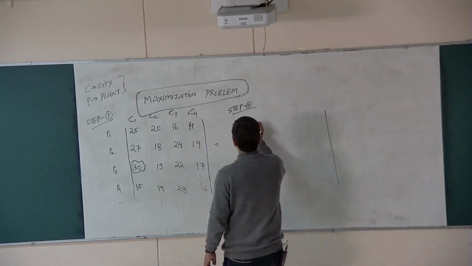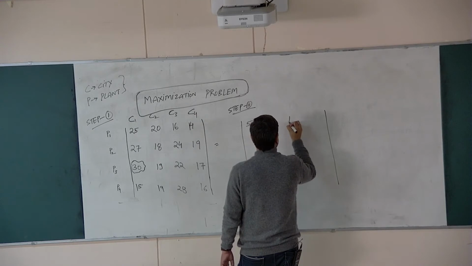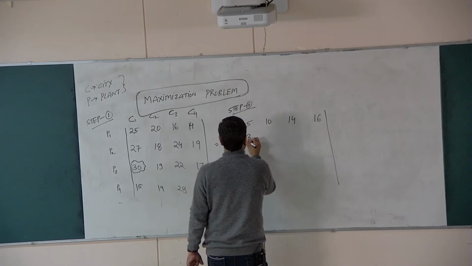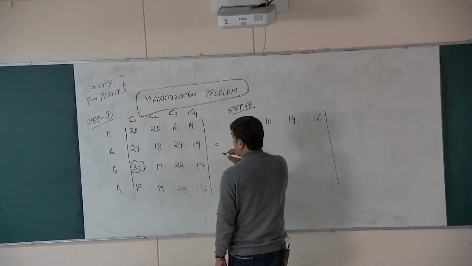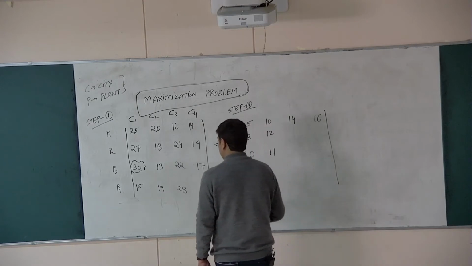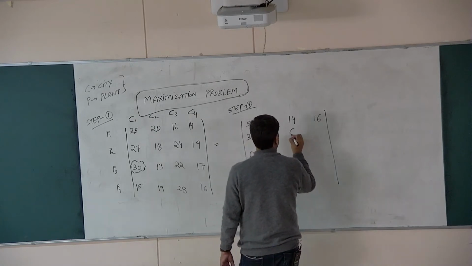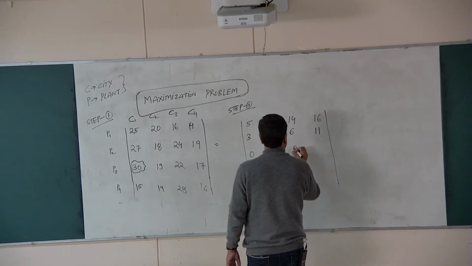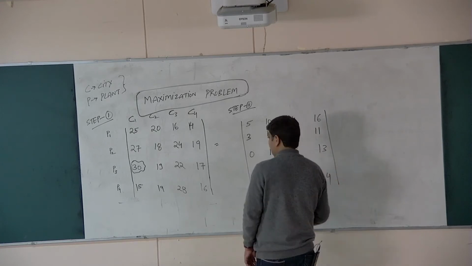So what is there? I have 5, 10, 14, 16, 3, 0, 15, 12, 11, 11, 6, 11, 8, 13, 4, 2.